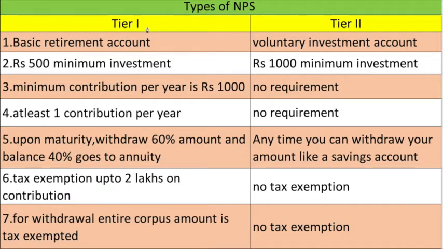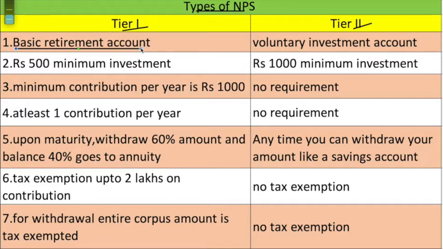Hello friends, today we are going to discuss types of NPS accounts. We have two types of NPS accounts, Tier 1 and Tier II. We'll see the difference between Tier 1 and Tier II NPS accounts. Tier 1 is the basic retirement account which is mandatory if you want to avail NPS.